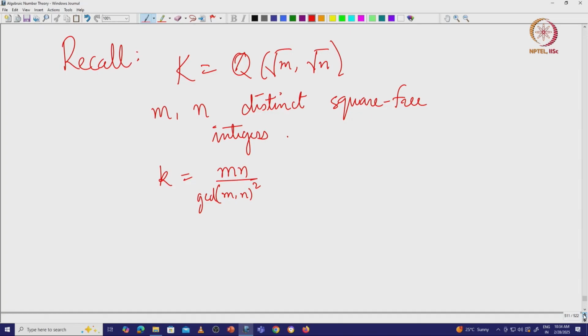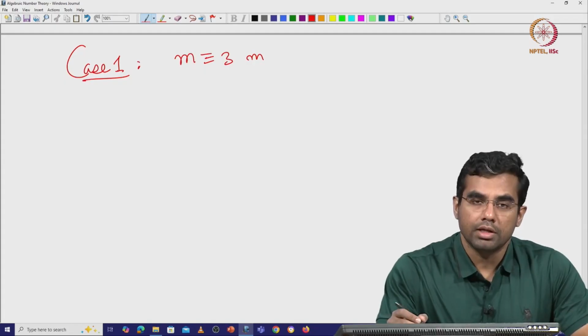So it's good to describe this in a diagram like this. You have Q and then you have K here, and there are three proper intermediate extensions. So you have Q(√n) here, Q(√m) here, and the third field is of course this k that we define in terms of m and n. Okay, and so we looked at various cases for computing rings of integers.